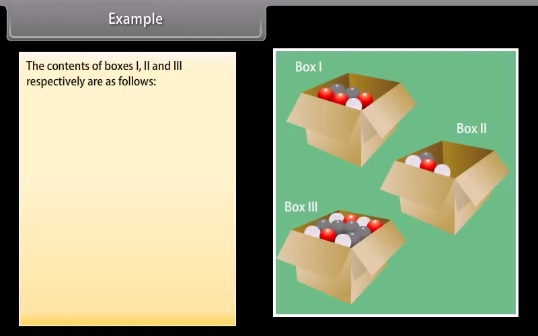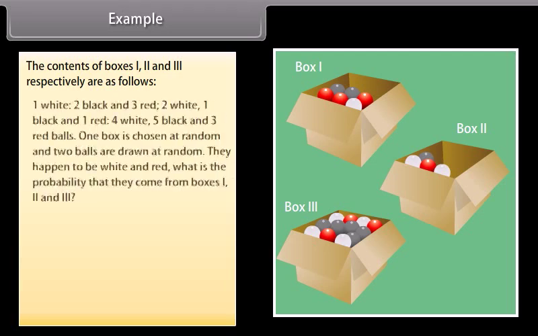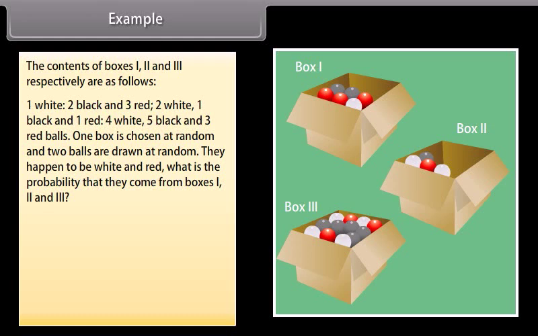Example. The contents of boxes 1, 2 and 3 respectively are as follows. 1 white, 2 black and 3 red. 2 white, 1 black, and 1 red. 4 white, 5 black, and 3 red balls.